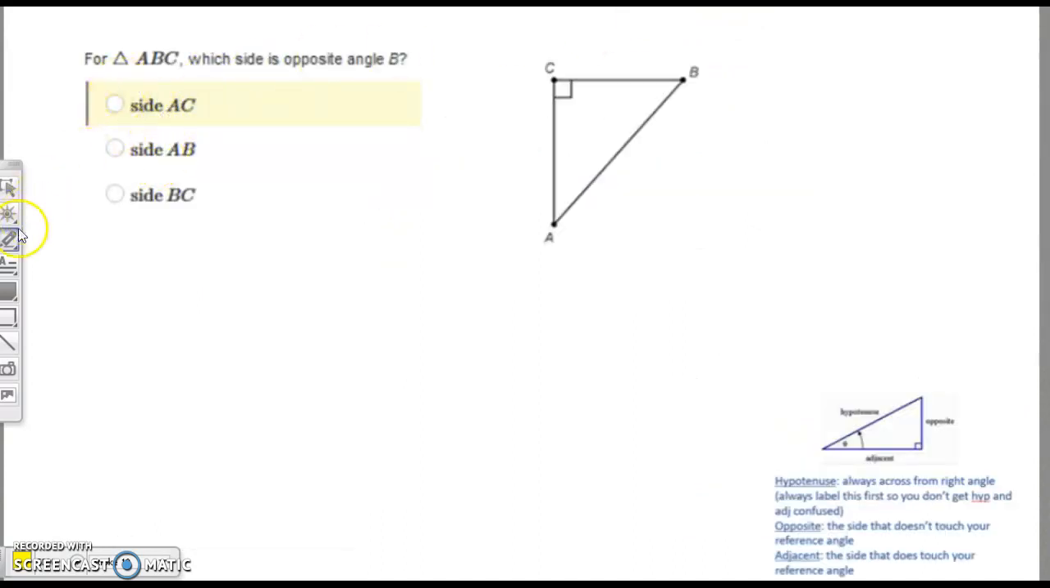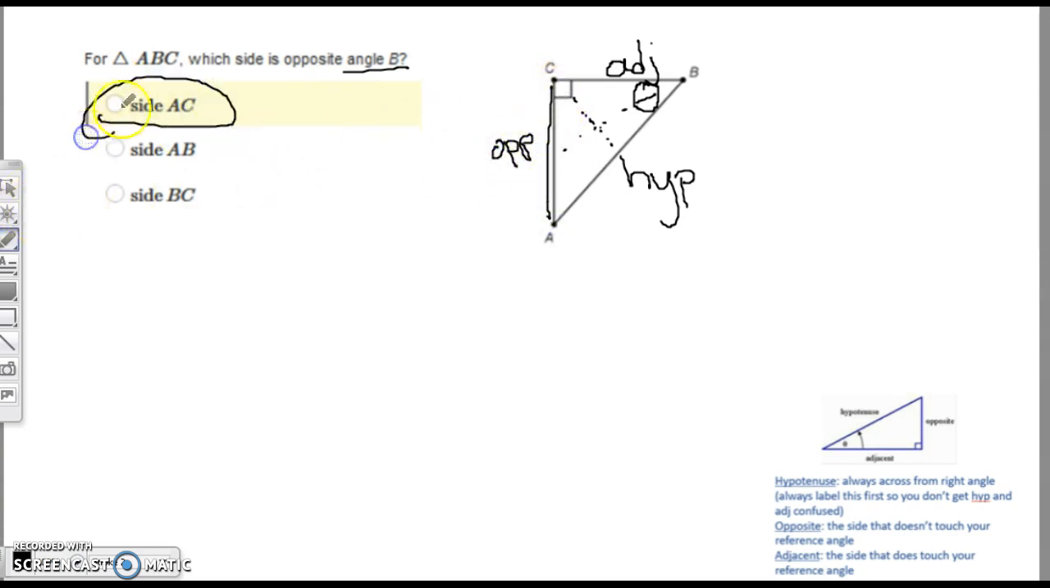All right, so let's try some problems. First thing we want to do is always label our sides. So it says, which side is opposite angle B? So angle B is my reference angle. That's the angle I'm dealing with. So first I always label my hypotenuse. And to do that, you find your 90-degree angle and you go straight across from it. That's your hypotenuse. The side that touches the reference angle is your adjacent. And the side across from your reference angle is the opposite. So in this case, side AC is going to be opposite of angle B.